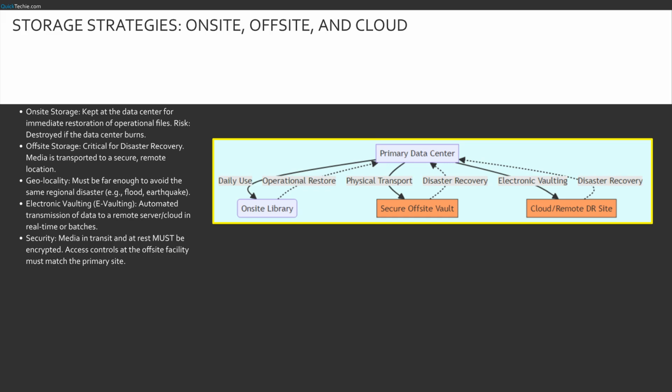This diagram shows the 3 storage paths. The primary data center feeds the on-site library for quick operational restores. Simultaneously, it sends data via physical transport to a secure off-site vault or via electronic vaulting to a cloud site. The orange nodes, vault and cloud, are the only paths that enable disaster recovery if the primary center fails. The on-site library is useless in a total facility loss.